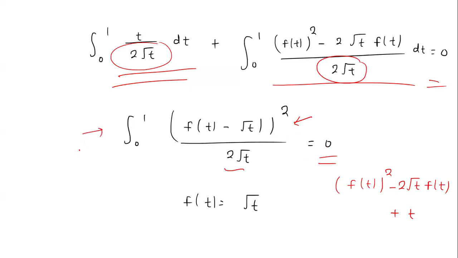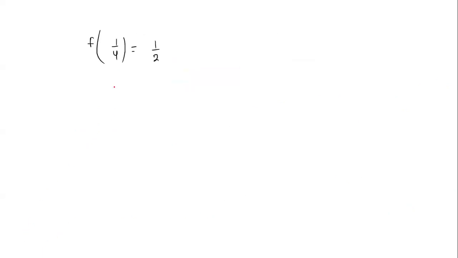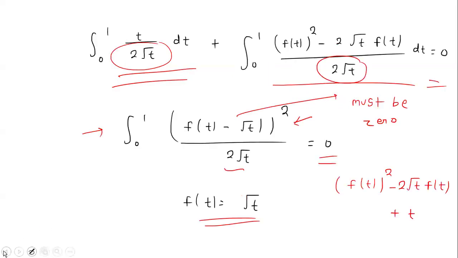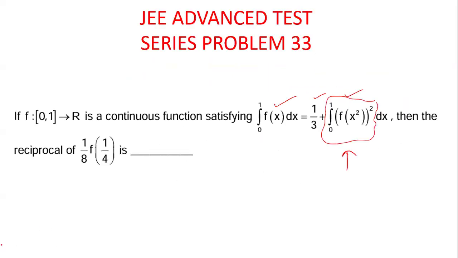Here you can see that all terms are positive. So for this integral to be 0, this term must be 0. So if this term must be 0, then f of t is equal to root t. So from here you can find out the f of 1 by 4 value as root of 1 by 4, which is half. So in this way you can find out f of 1 by 4 value, and then you can replace here and find the reciprocal of this. So in this way we can solve this.